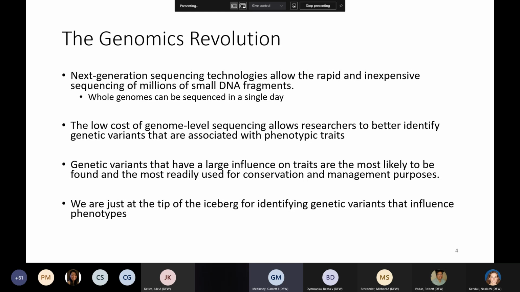And right now, we're really just at the tip of the iceberg for identifying genetic variants that influence phenotype. I'm sure there's going to be many more examples out in the coming years as more and more researchers are doing whole genome sequencing.